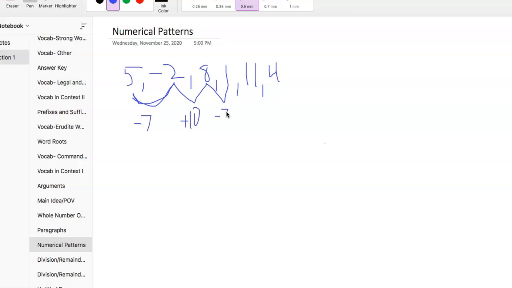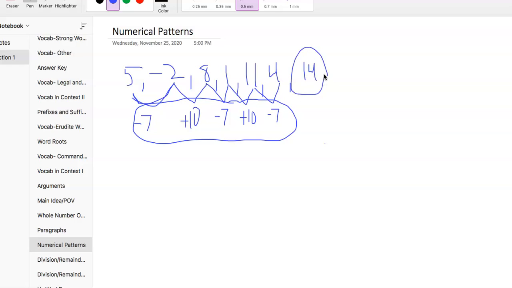Okay, so I'm like, maybe I see a pattern here. Okay, 1 to 11, add 10 again. Okay, and then from 11 to 4, again, 4 is 7 less than 11, so they subtracted 7. Okay, so I can now see the pattern right here, right? Subtract 7, add 10, subtract 7, add 10, subtract 7. What do you think the next number is going to be? Add 10, right? So I got a 4. If I add 10 to it, 14. Okay, so there's the pattern.